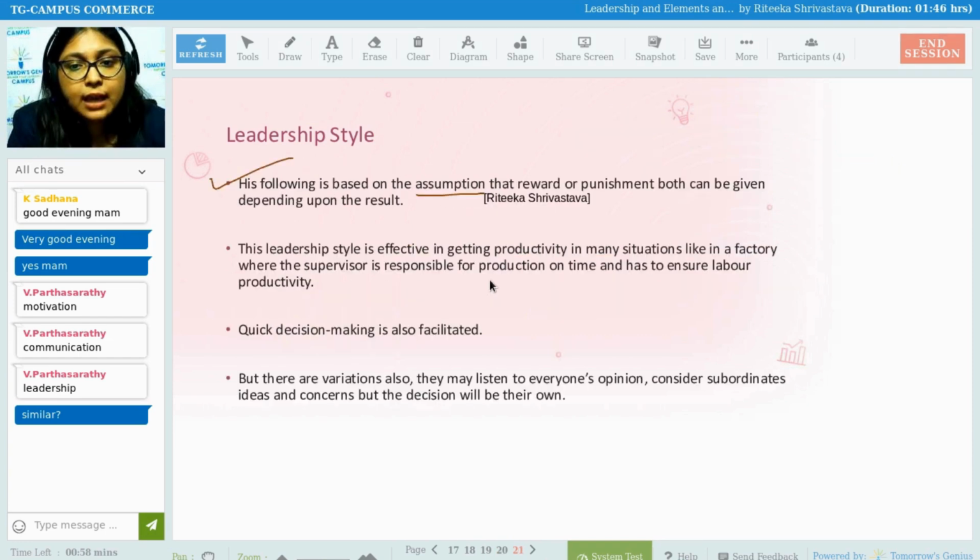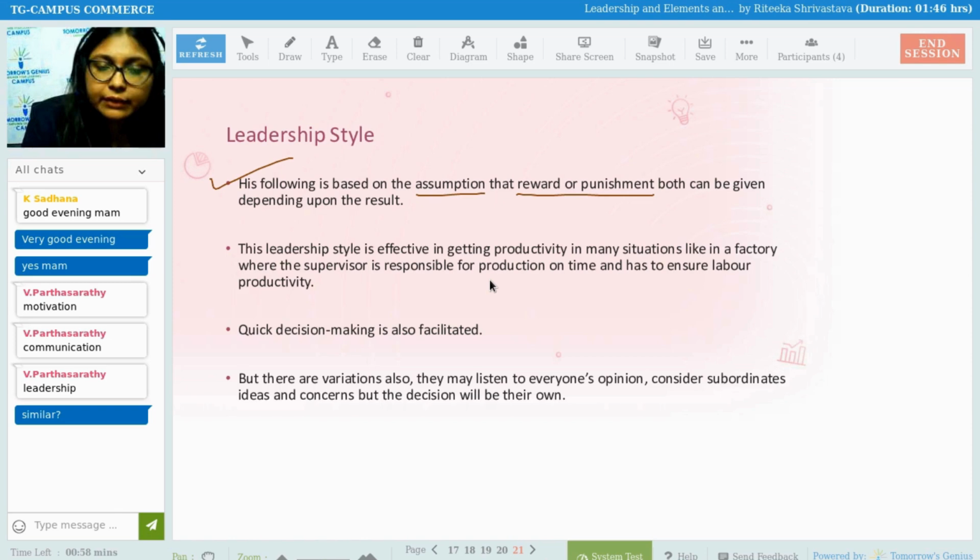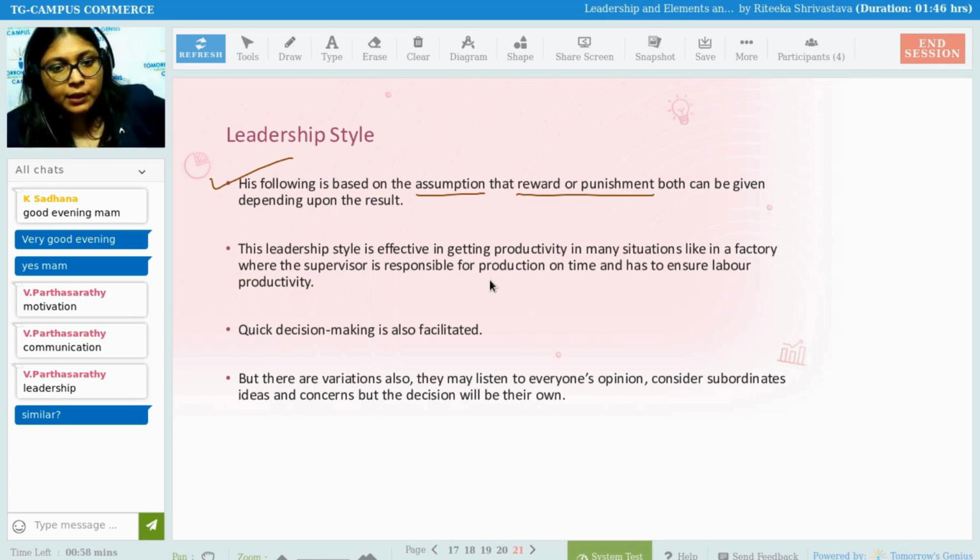His following is based on the assumption that reward or punishment both can be given depending upon the result. So here, under the autocratic style, a leader will be under the assumption that depending upon the result of the subordinates, he will think whether I should give punishment or whether I should give reward to that particular employee.